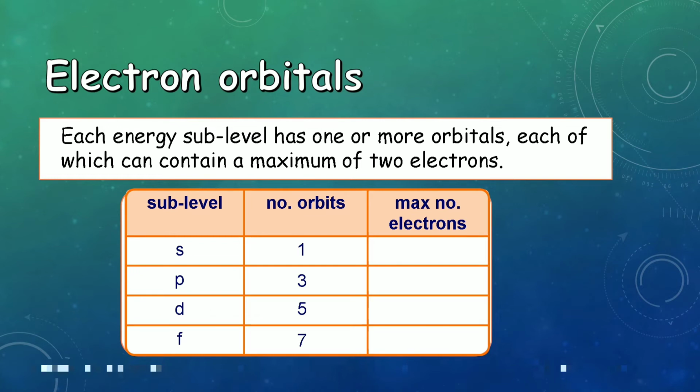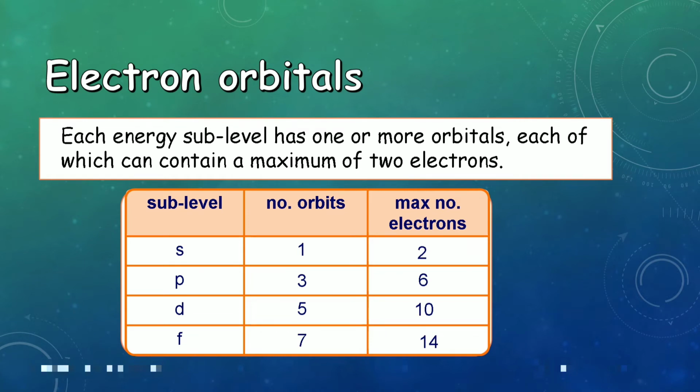Kung sa sublevel ay merong isang number of orbit, ilan ang kanyang maximum number of electrons? Type down your answer in the comment section. Very good. The answer is 2 electrons.